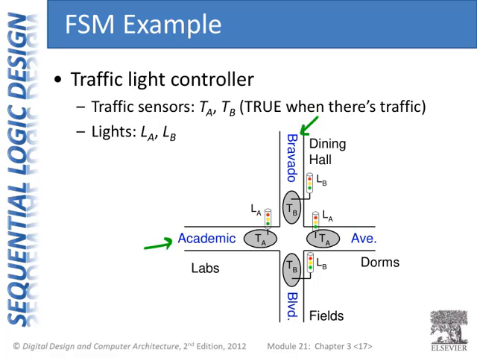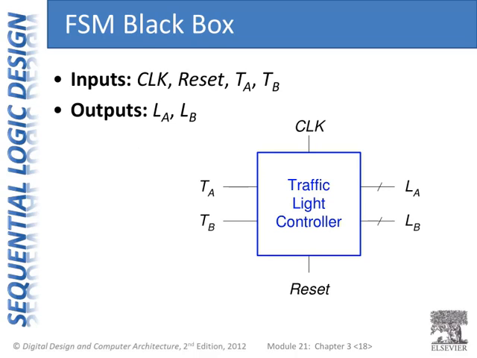And we also have lights on each of these different ways. So LA is the light for Academic Avenue, and LB is the light for Bravado Boulevard. So we go through our steps. We can first draw the black box representation of our circuit. We have clock and reset always as inputs. And then we have our additional inputs, TA and TB, our traffic sensors, and our outputs, LA and LB, to determine what those lights should be, red, yellow, or green.